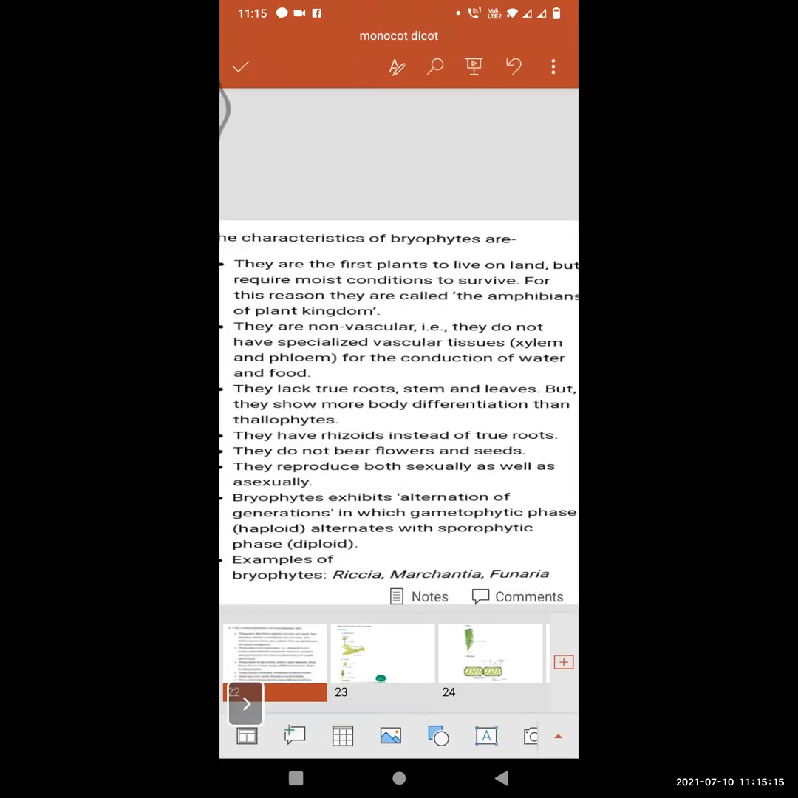Right, so they reproduce both sexually and asexually. Bryophytes exhibit alternation of generations in which the gametophytic phase is haploid. This you need not write, because even if you don't write it, it doesn't matter. It's not mentioned in your textbook. Now, examples of Bryophyta are Riccia, Marchantia, Funaria, etc. So examples you have to write.